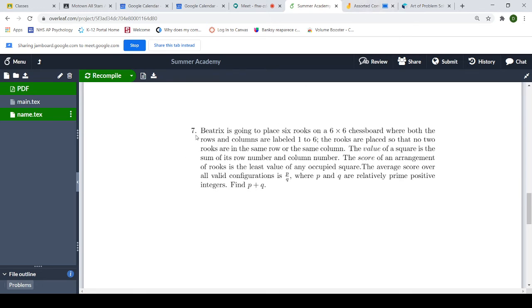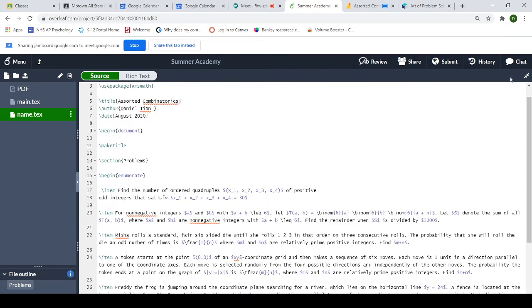Actually, I think it'll be best if we do problem 7 first, because problem 7 is a more basic expected value problem. So let's just move on to problem 7.